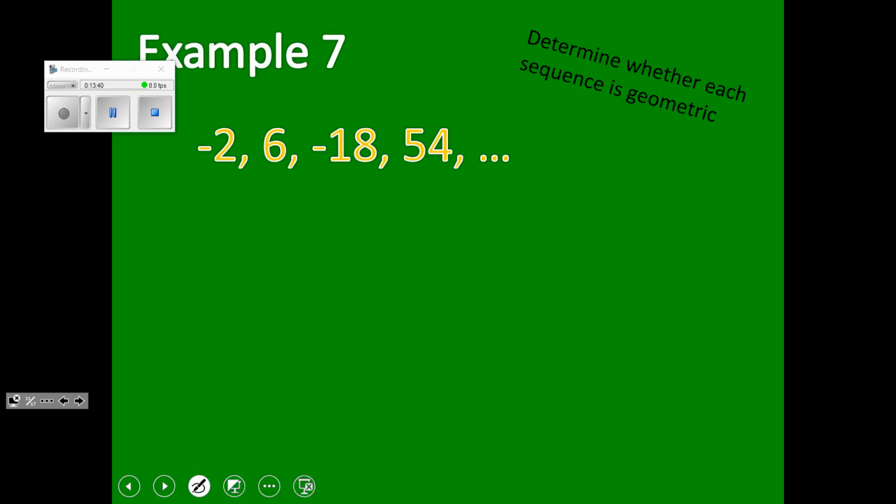So my question to you is, is the sequence geometric? If it is geometric, then that means it's going to have a common ratio, which means we will be multiplying by the same thing every time.